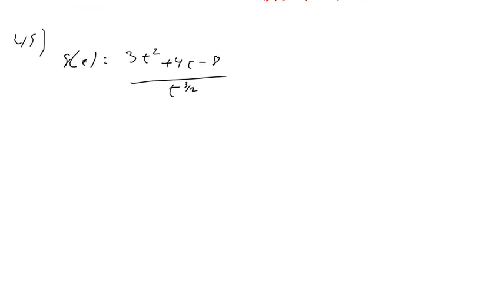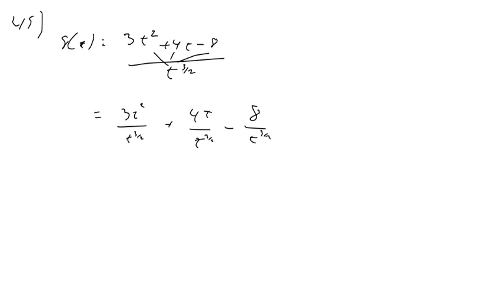So for this one, we want to find the derivative. When we're doing derivatives, I want to make sure I have each independent piece. So I'm going to give the 3/2 power to each term, separating it out into different problems: 3t squared over t to the 3/2 plus 4t over t to the 3/2 minus 8 over t to the 3/2. I separate my problem out into pieces so that I can do the derivative of each one.